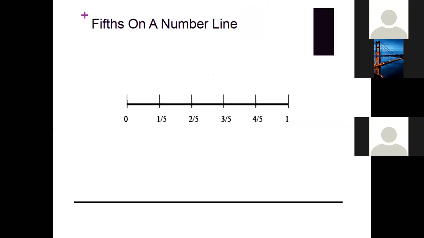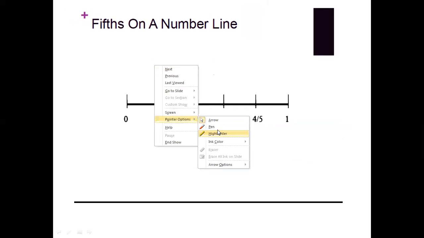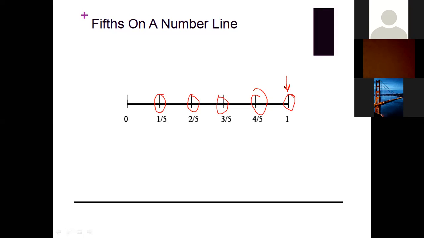Fifths on a number line, by the same procedure, I will divide the space between 0 up to 1 into 5 parts. So this is one part, which is a fifth, 2/5, 3/5, 4/5, and this is 5/5, which is completely whole. Guys, switch your cam off, please.